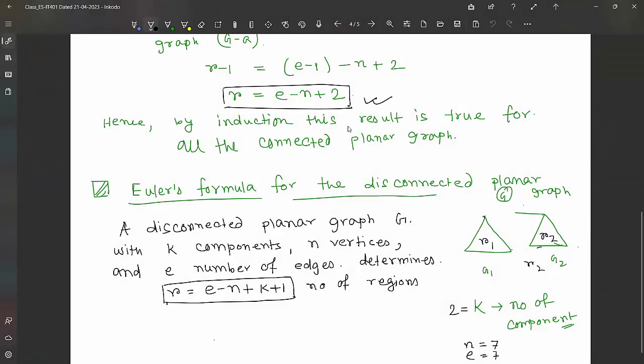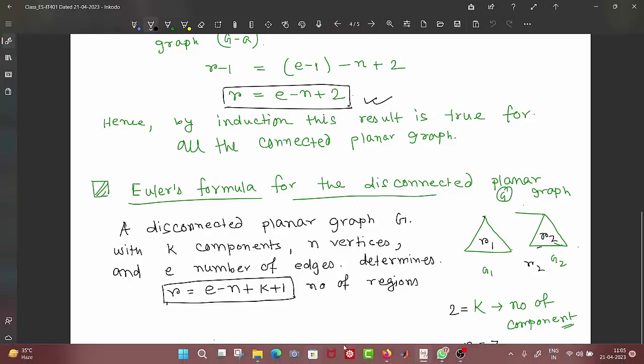The next class topic will be some more examples, or more problems from these theorems, and after that the duality concept. Okay, so I think it's enough for today.